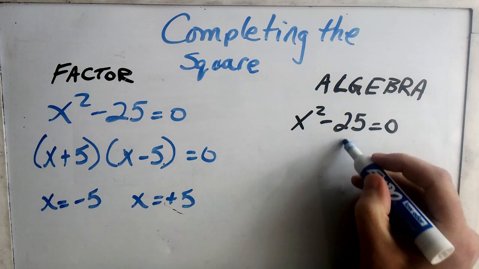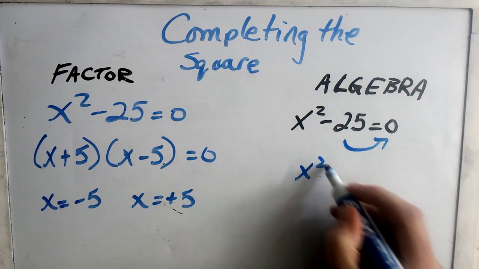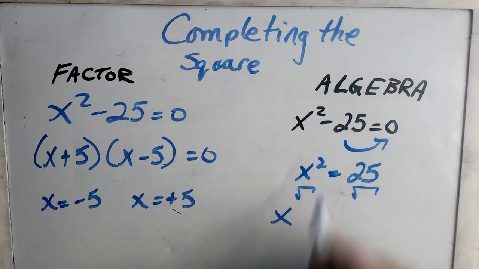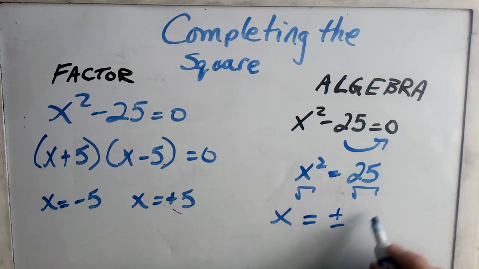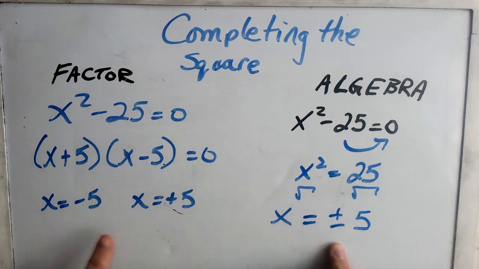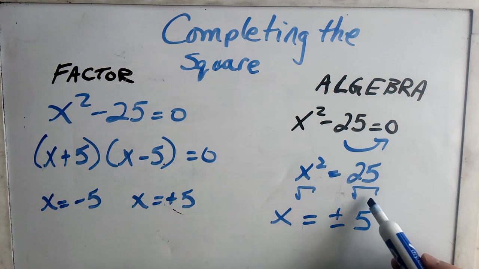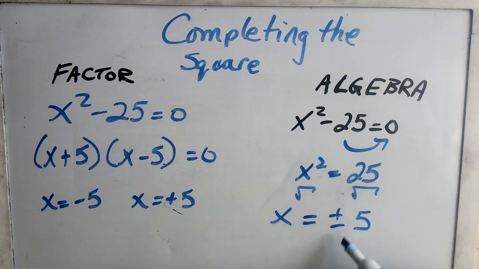Algebra, we're going to move the 25 over. To cancel out the square, we're going to square root both sides. And we get both answers. It's the same 2 answers. Now the key thing to remember is when we put the square root sign with algebra, we get a plus or a minus. 2 possible answers. So same 2 answers, we can factor it, or we can use algebra.